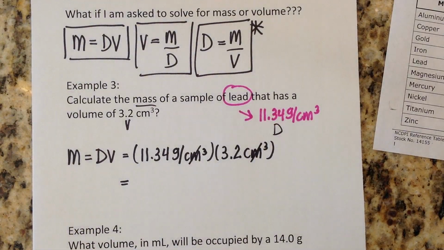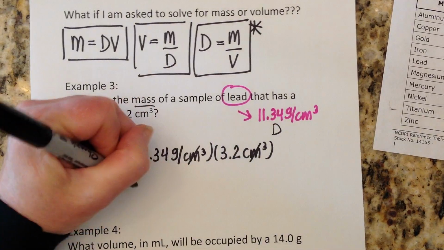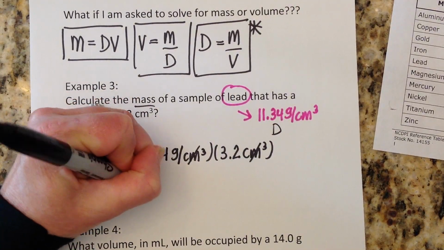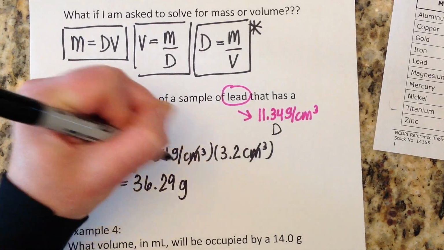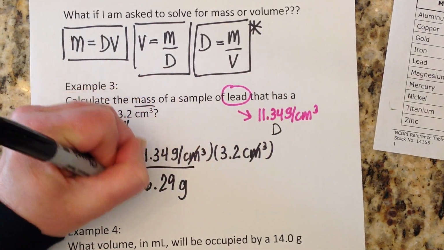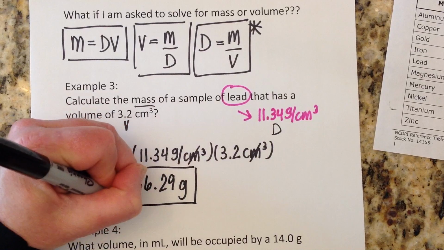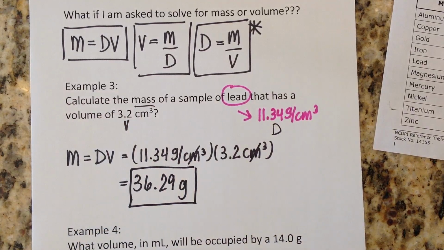And when you multiply those, you should get 36.29 grams. So punch that in, check behind me, make sure you get the right answer, and you can see that was not a big deal at all.